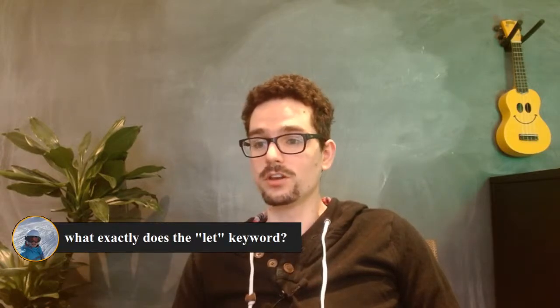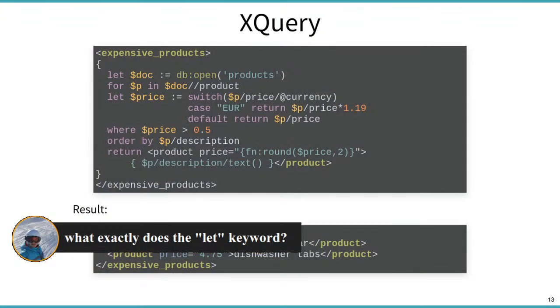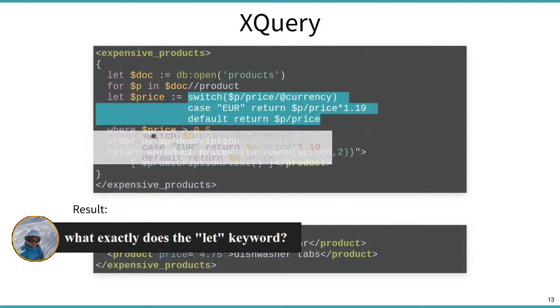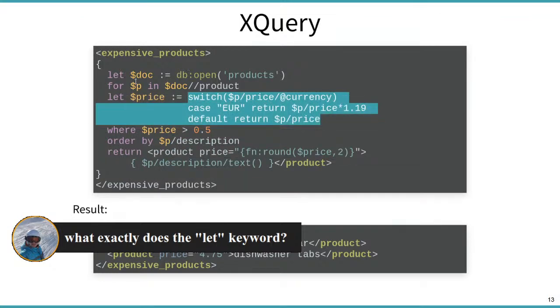What exactly does the let keyword do? You just introduce a new variable. Basically, let is not necessary. So instead of introducing a variable price, you could also copy paste this here on the place where it is needed, and here. So you introduce a new variable that makes it easier for you, especially when you need it multiple times.